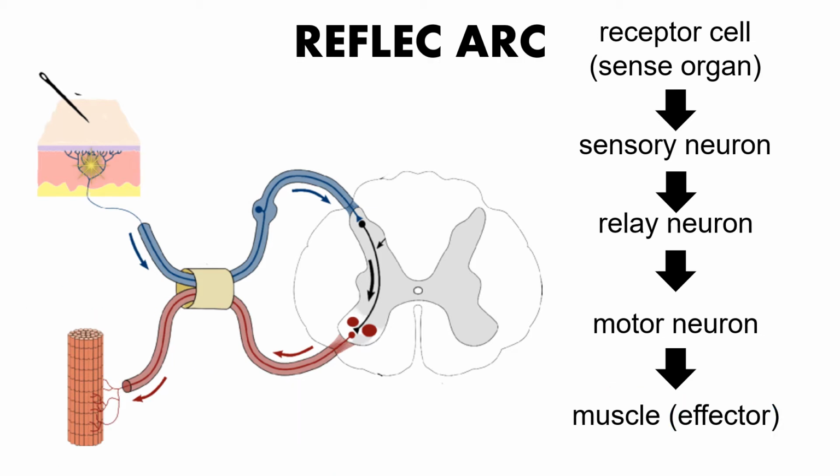Now we are going to look at how the impulse travels through this reflex arc. This is the impulse. As you can see, the impulse travels from the receptor cell, goes through the sensory neuron, passes through the relay neuron, then along the motor neuron, and finally arrives at the effector, which is the muscle in this diagram.